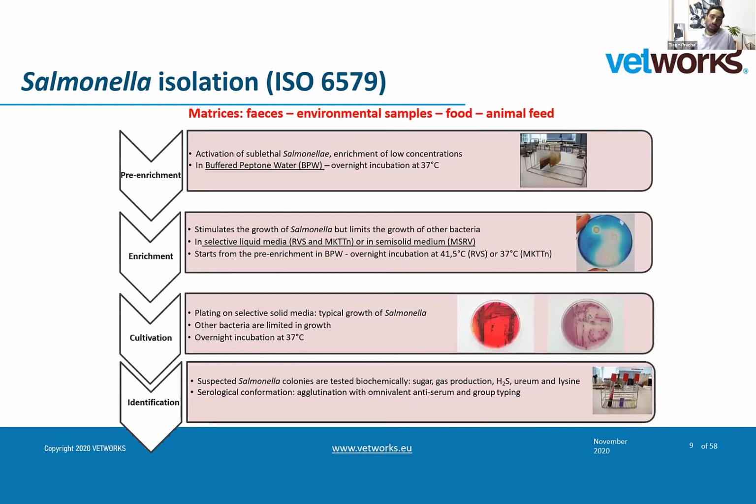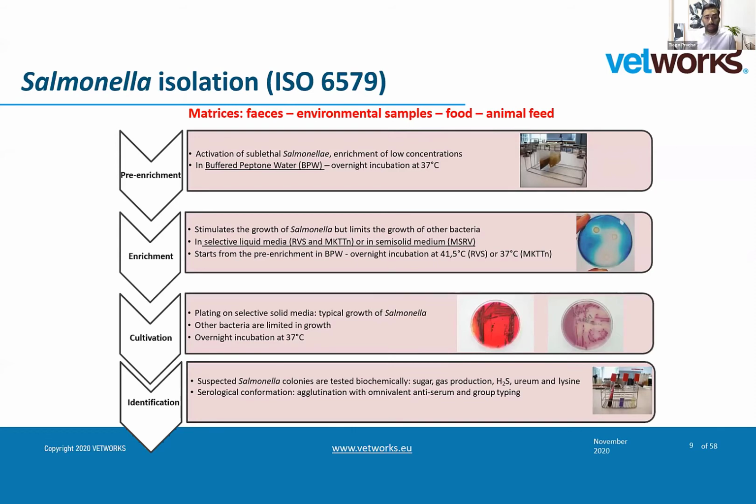You have both liquid media and semi-solid medium. And after that, you do a cultivation on another plate that allows only Salmonella to grow and limits the growth of other bacteria. After this cultivation, the plates that are suspected to have Salmonella are biochemically tested to tell us for sure if we have Salmonella or not, and at the end, which strain of Salmonella we have.